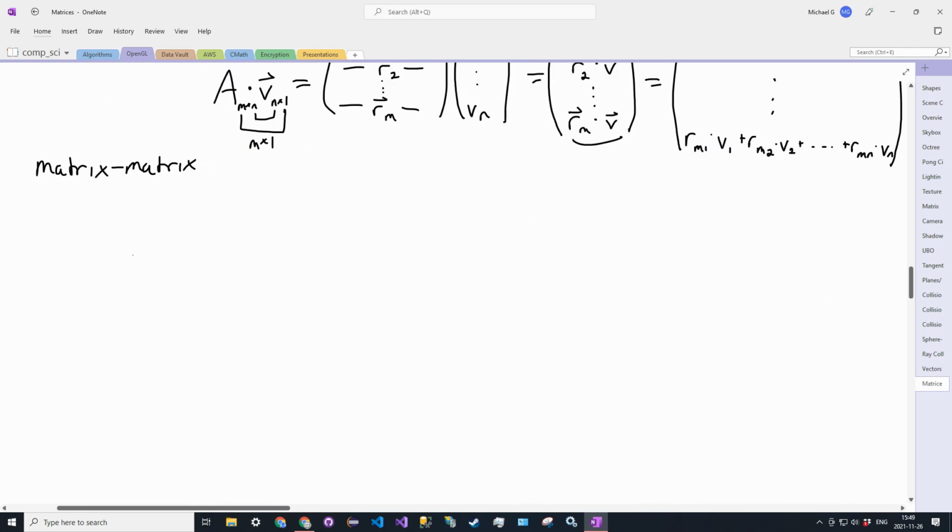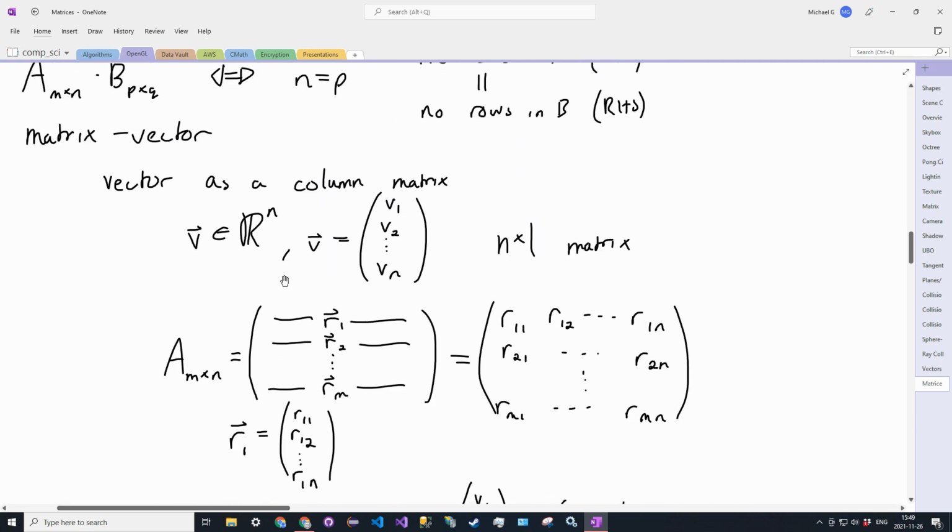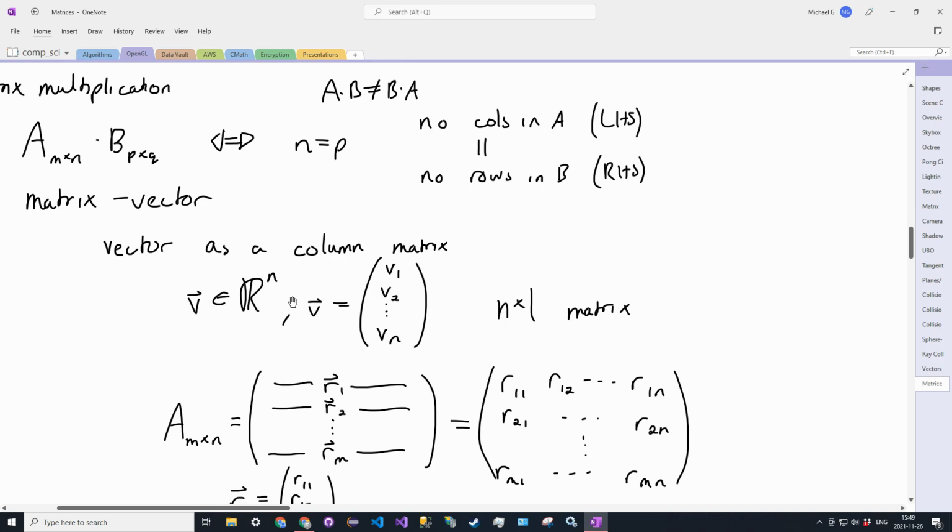So let's generalize this from matrix-matrix multiplication. If we have our general matrices A and B, where A is the same as above, m rows by n columns, and we're going to have n rows in B, but the number of columns is now going to be generalized. It's going to be n by q. So this restates the rule that we have above, where the number of columns in the left-hand side matrix A must be equal to the number of rows in the right-hand side matrix.